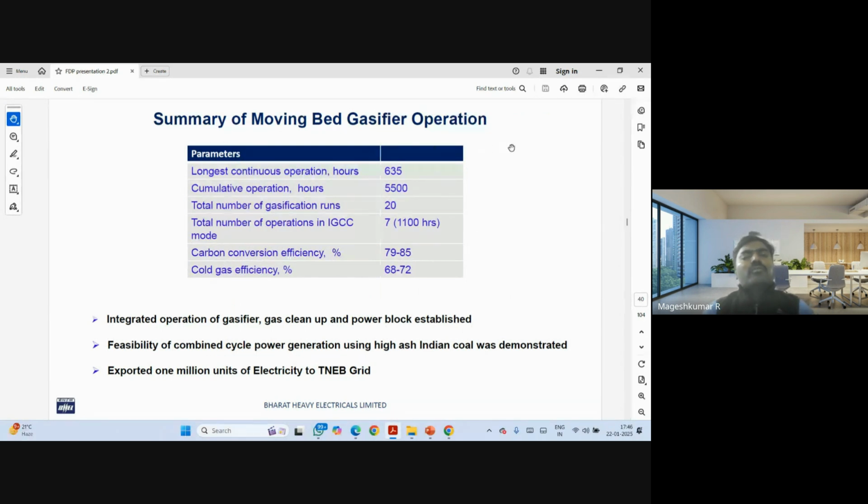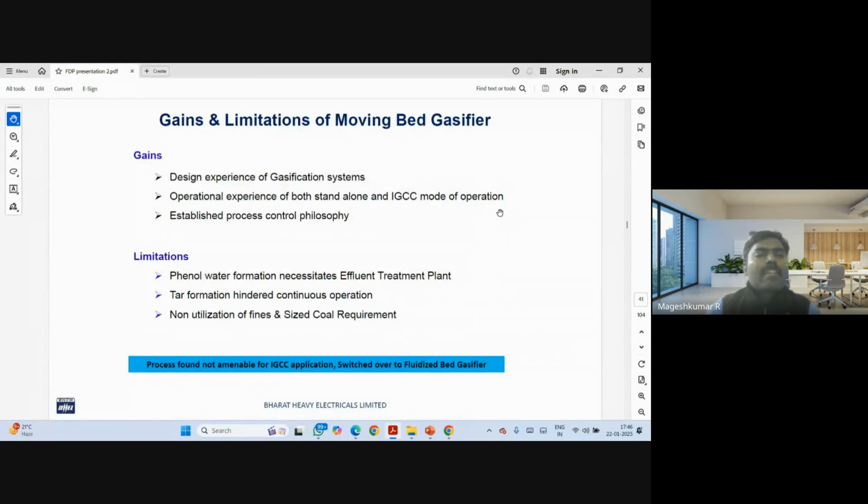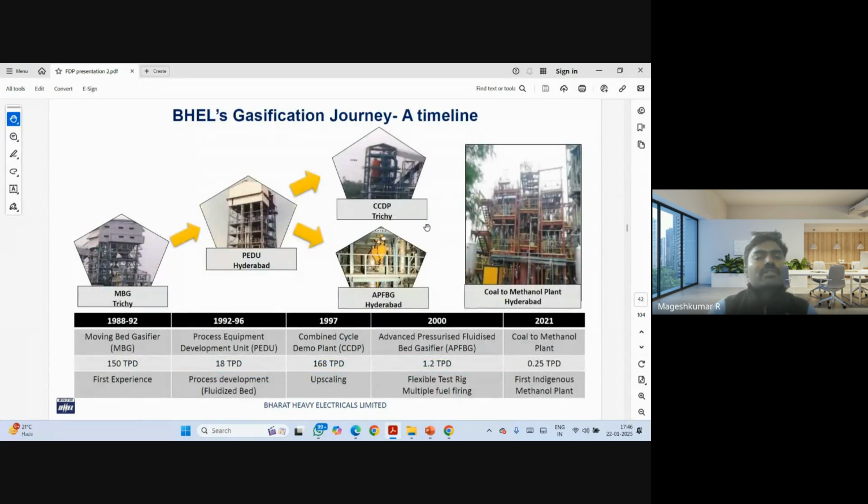Then a summary of the moving bed gasifier operation of our plant, how much time it operated, what the efficiency was, and other aspects have been shown here. Then the gains and limitations of the moving bed gasifier. The gains were the design experience we got by building this. Then operation issues were found, and we could sense its limitations by building this. The process was found not amenable, so we switched to a fluidized bed gasifier based on the operation issues. So this was a real peak of the plant.